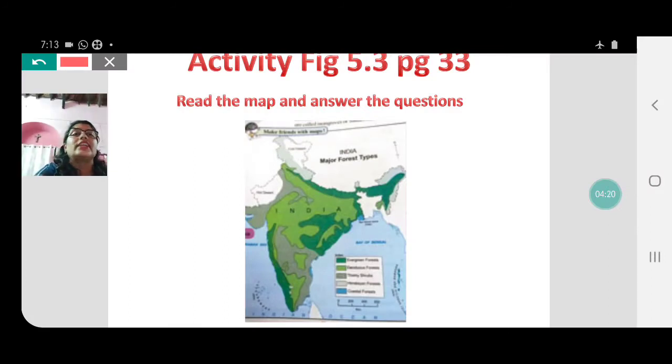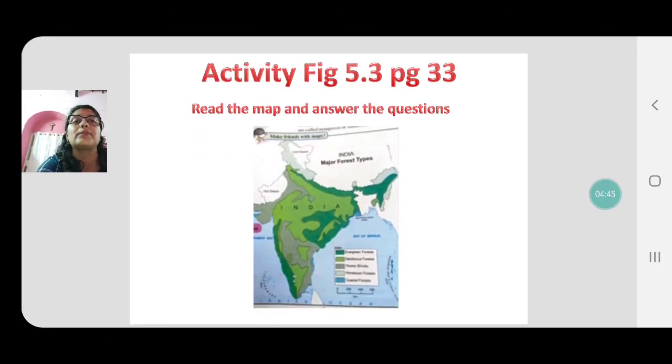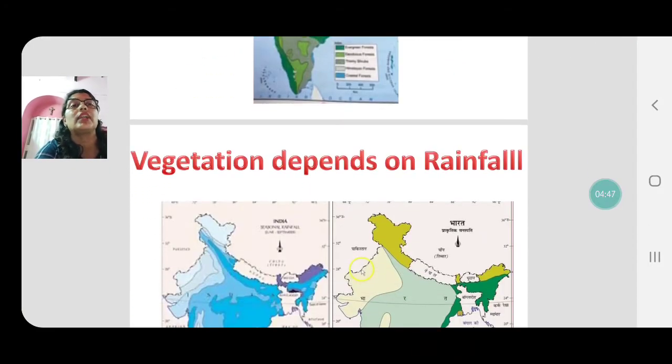You look at your textbooks and this area here, that is the rain shadow area of the Peninsula Plateau and eastern part of Rajasthan and the entire Gujarat. So these are the places where you find the thorny and shrubby type of forests. Then we study in detail about the various types of forests that are found in India.